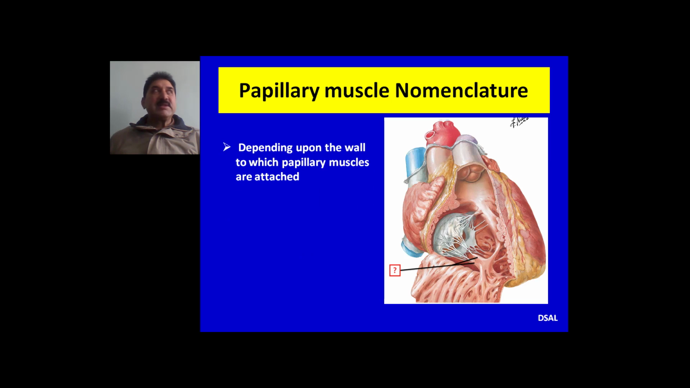How are papillary muscles named? Papillary muscles are named depending on the wall to which they are attached. For example, the anterior papillary muscle is attached to the anterior wall of the ventricle. The posterior papillary muscle is attached to the posterior wall of the right ventricle.